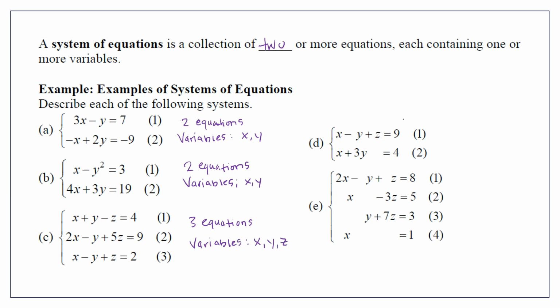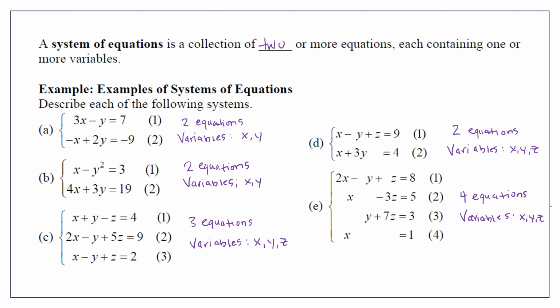Okay. For D, we have two equations, just 1 and 2, and our variables, we have three: x, y, and z. And for E, we have four equations, and we have three variables, x, y, and z. Okay.